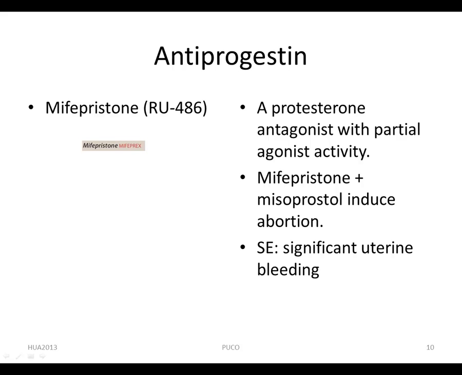Mifepristone, also designated as RU486, is a progesterone antagonist with partial agonist activity. Administration of this drug to females early in pregnancy usually results in abortion of the fetus due to interference with the progesterone needed to maintain pregnancy. Mifepristone is often combined with the prostaglandin analog misoprostol to induce uterine contraction. The major adverse effects are significant uterine bleeding and the possibility of an incomplete abortion.